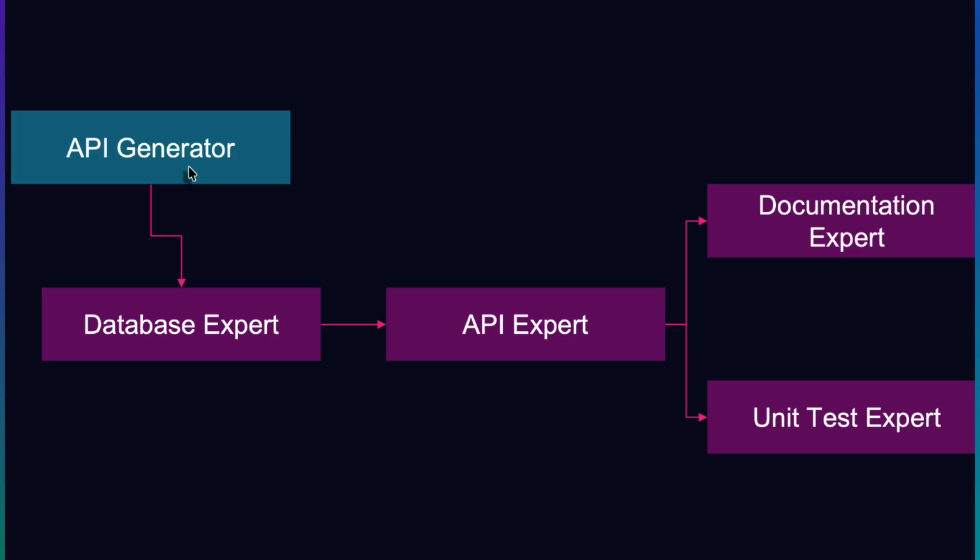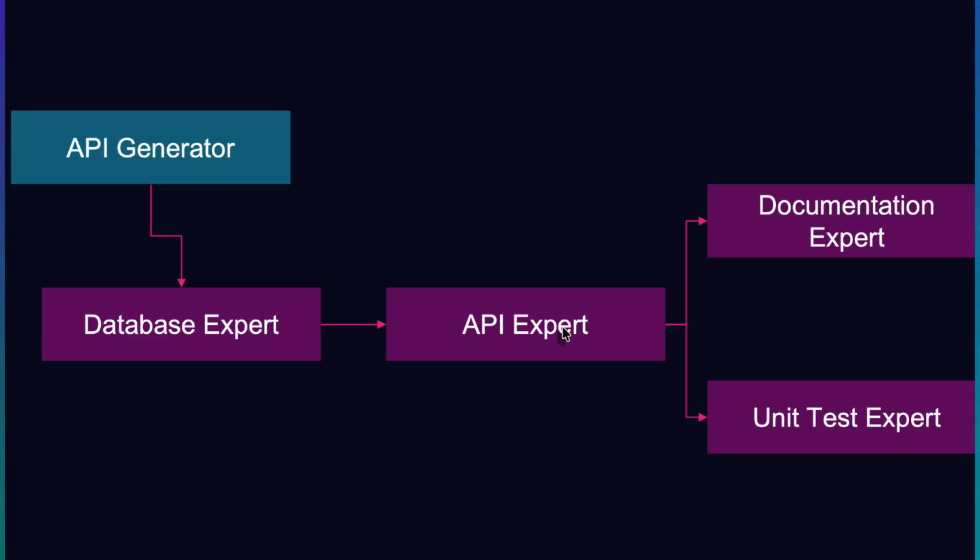The process begins with the analysis of the requirement by the API generator agent. Then it invokes the database expert, responsible for designing and preparing the database layer. Once this is complete, the flow moves to an API expert, which builds API logic on top of the database design. From there, the orchestration expands.